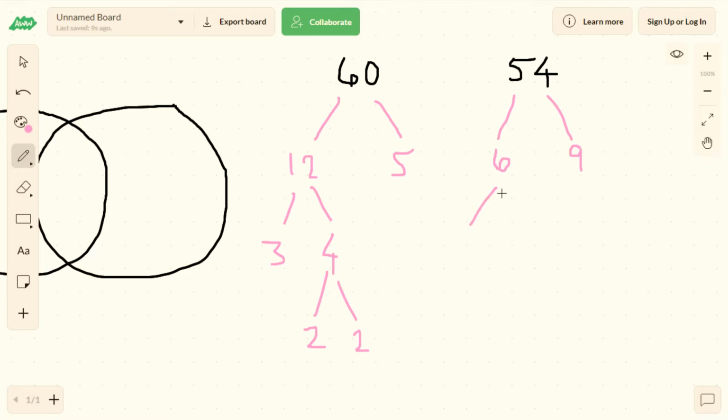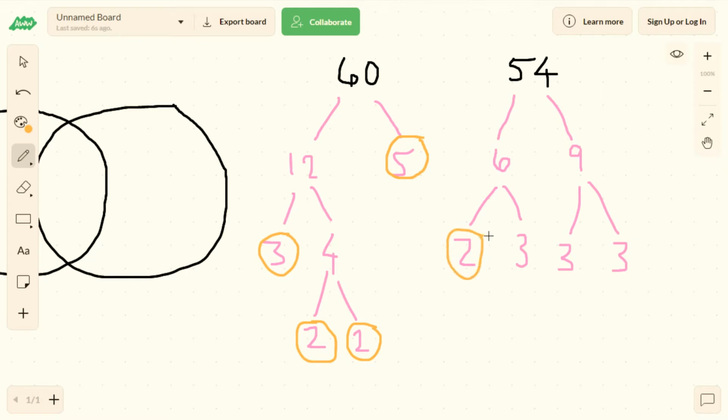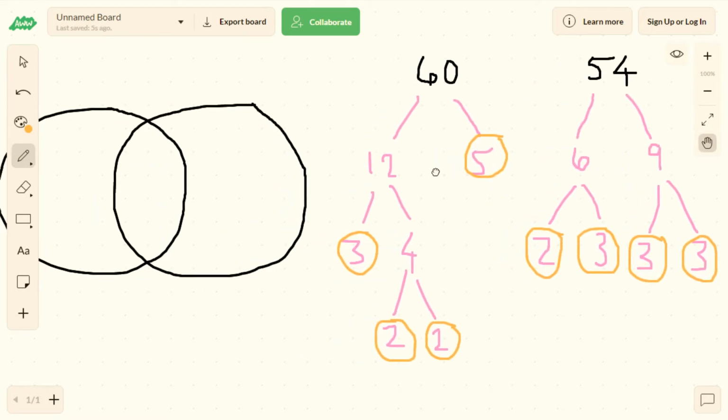Okay, so 6, that's 2 and 3. 9 is 3 and 3. Good, we've got some diversity here. This is good. So diversity and overlap, that's what we want. So we've got 3, 2, 2, 5: 2 2s, a 3, and a 5. This is 1 2 and 3 3s. So they have some stuff in common. They have some stuff not in common.